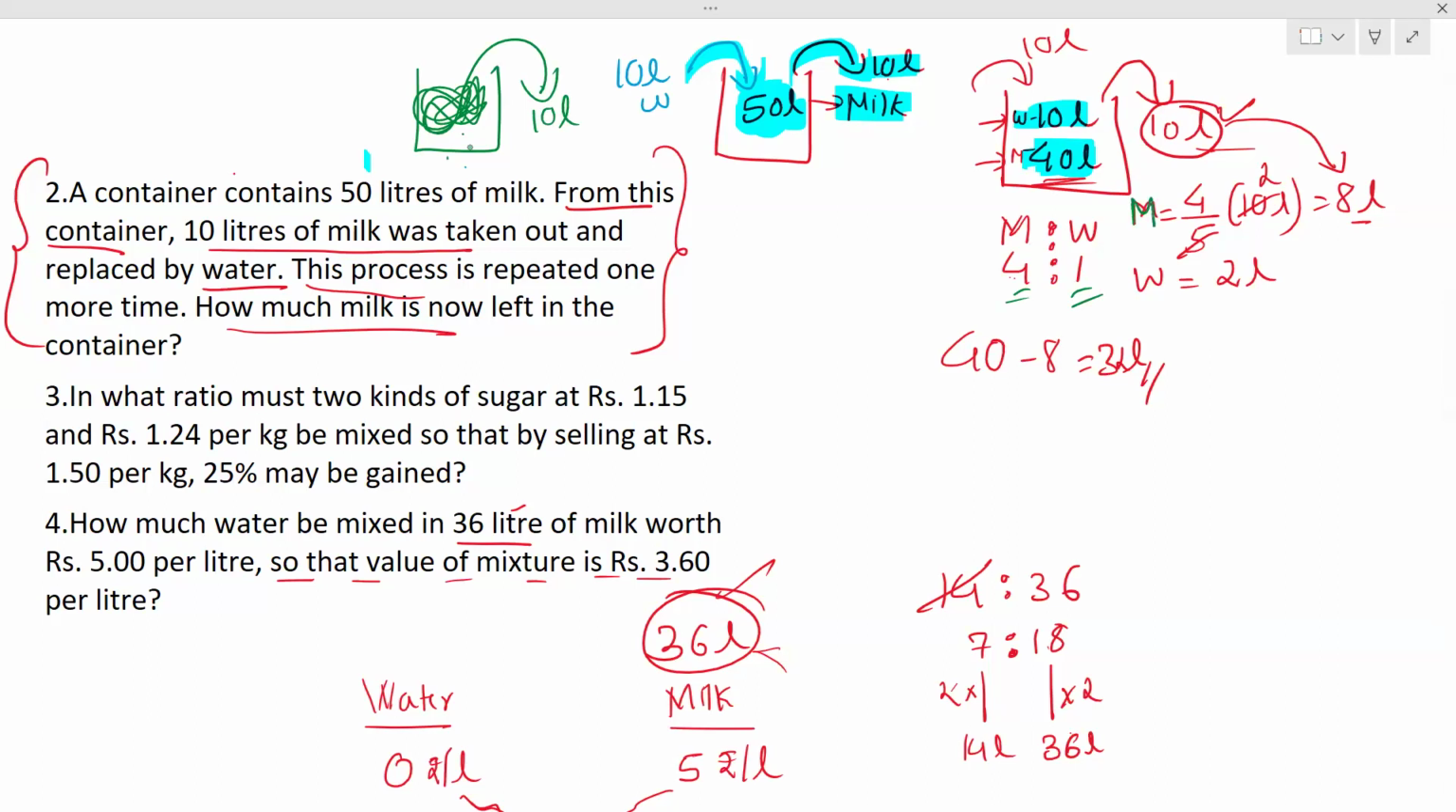How much milk will be lost? Out of this 10 liters, 4 parts out of a total of 4 plus 1, 5 parts. So 4 parts out of every 5 parts of 10 liters will be milk. So 8 liters will be milk. If 8 liters is milk, the remaining 2 liters is water. Not to be worried about that. After the second iteration, out of 40 liters, when this 10 liters was taken out, how much milk was lost? 8 liters of milk was lost. So remaining is how much? 32 liters. Getting it, everyone?